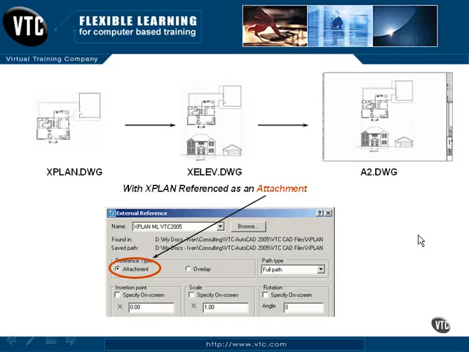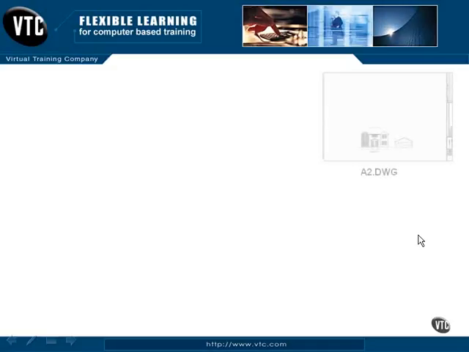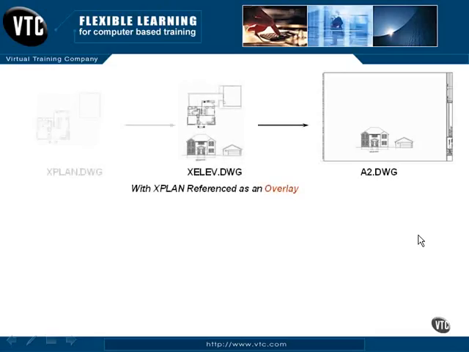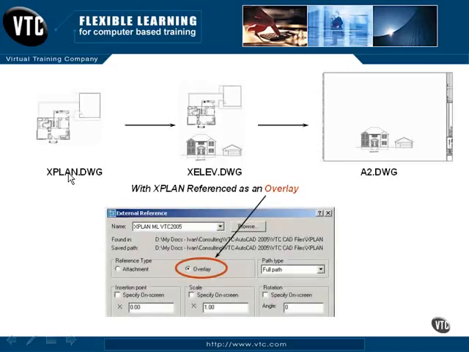Now, what happens if I select the reference type to be an overlay? Using the same example with the A2 sheet and showing you once again the linear example. If I begin with the plan, I then move on to the elevation. To create the elevation, I need to reference the floor plan. In this example, the floor plan, or the title that I gave it, X-Plan, is referenced as an overlay.